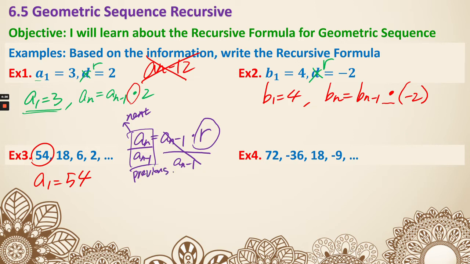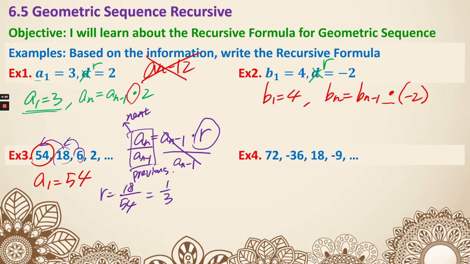So that means whenever you want to find the actual ratio, you always use the next term divided by previous. So it's either 18 over 54, or 6 over 18, or 2 over 6. That is going to give you the r, which is 1/3.